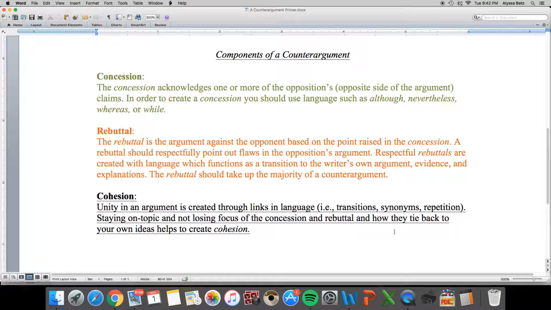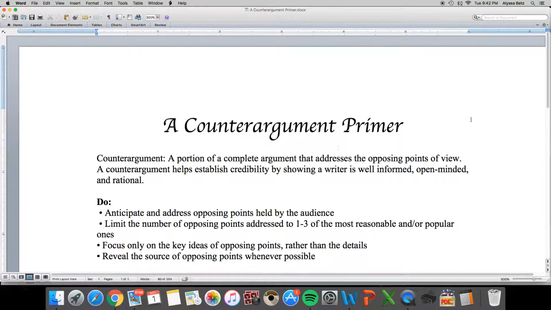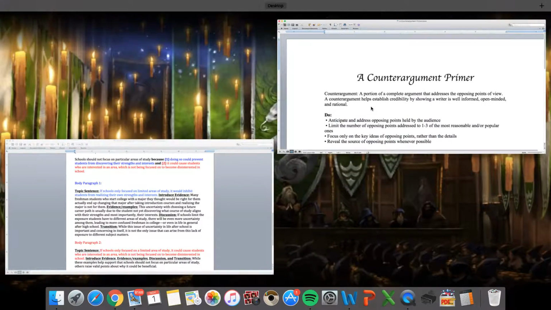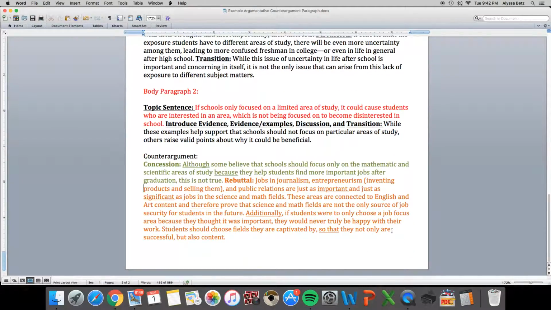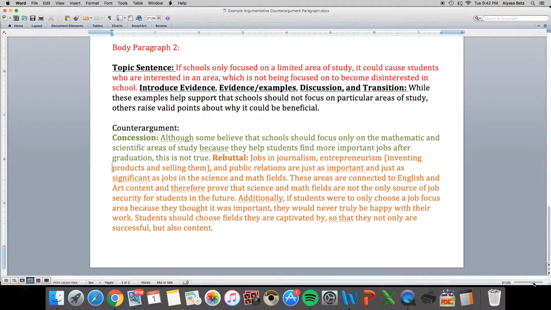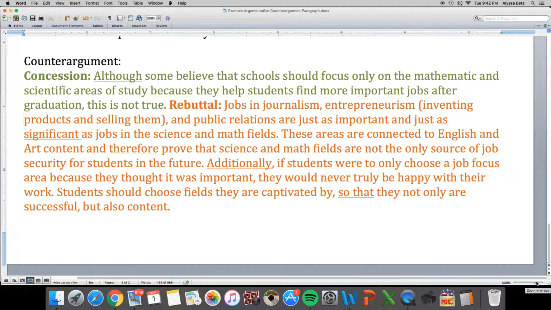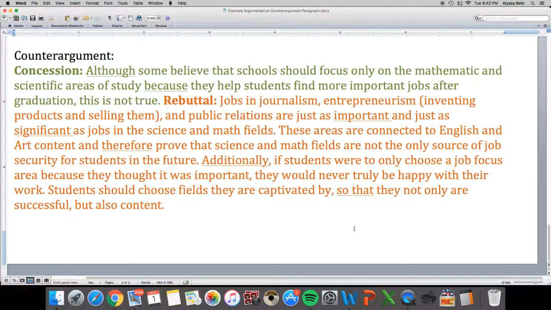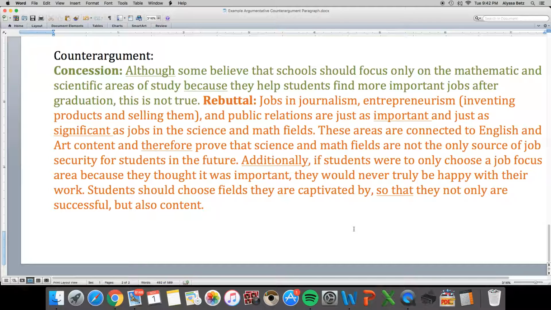So I would like you in your paragraph today to underline words that you think are creating cohesion, that are either transitional words, synonyms, or repetition. And I've done that in my example to show you. So keep this out and use this while you're crafting your paragraph today. Taking a look at my example, I already have it written here. The counter argument, you'll notice just looking at it right now, we're seeing that the rebuttal is the majority of the paragraph. Most of the paragraph is orange. So this visually shows you how this is set up as the majority here.